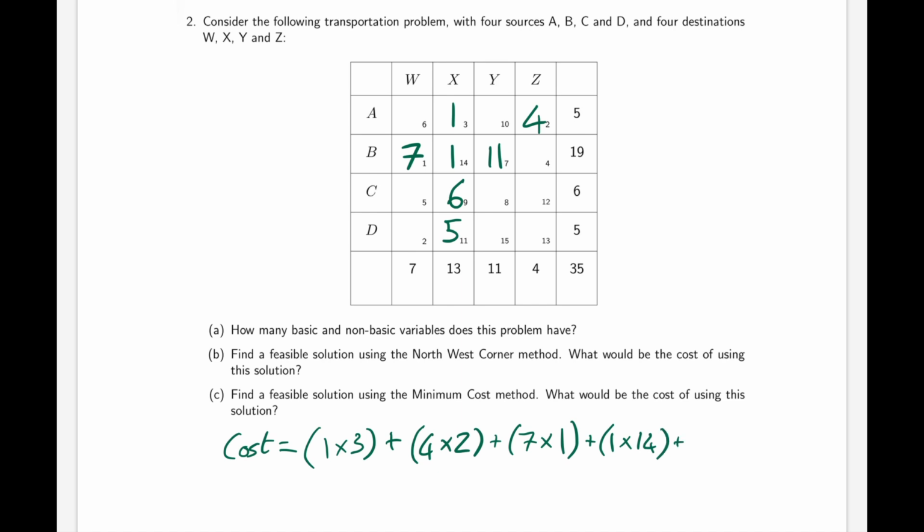BY, we are sending 11 units of goods over a route that costs 7 per unit. CX, we are sending 6 units of goods over a route that costs 9 per unit. And finally, DX, we are sending 5 units of goods over a route that costs 11 per unit. That would result in an overall cost of 218.